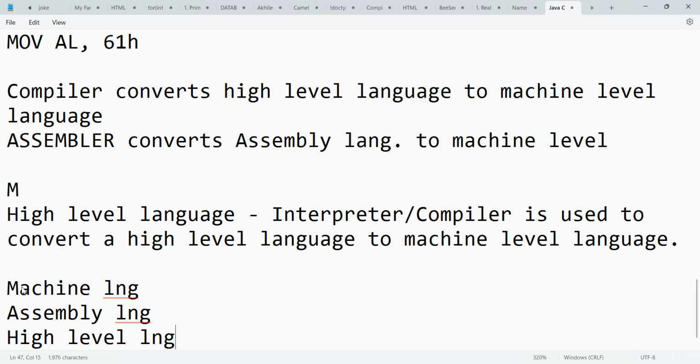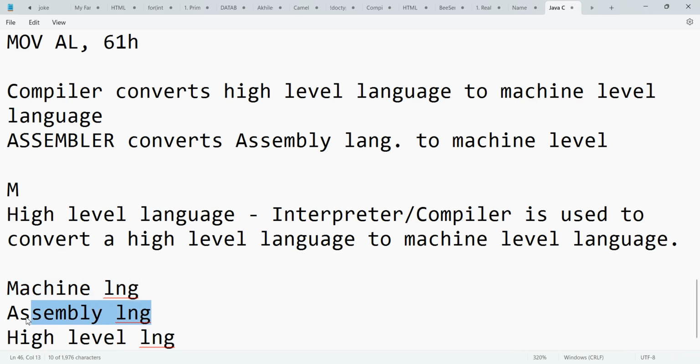Correct? Now my question to you is, what kind of translator is used to convert high level language to machine level language? Very good. What kind of translator is used to convert assembly language to machine language? Very good. Perfect. So ultimately this is your computer.